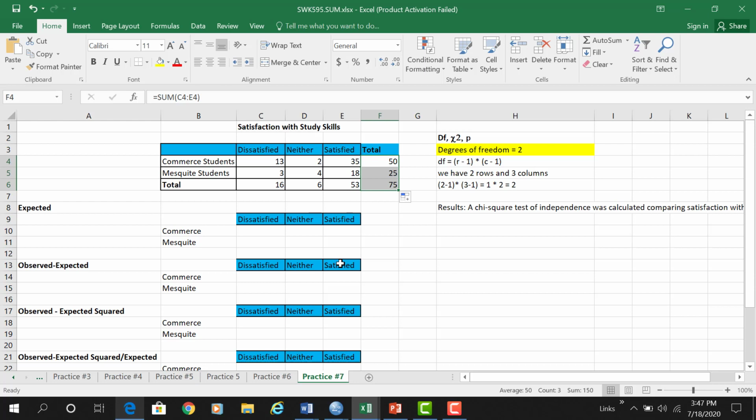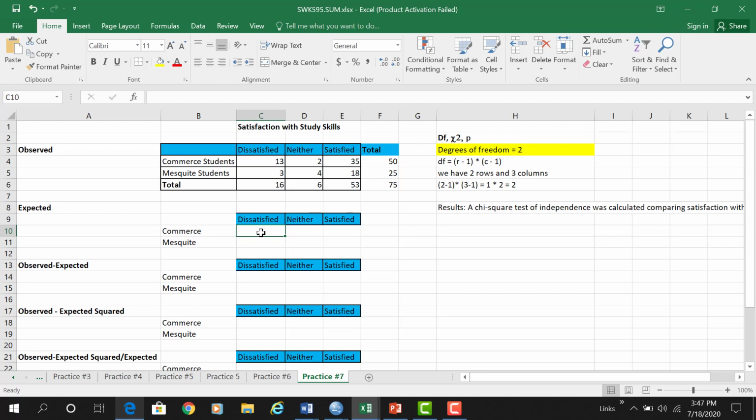Next, we have to calculate the expected values. Before we get into that, before I forget, these values that we already have, that we were given, those are our observed values. So I'm just gonna put observed here. From the data set that you're gonna get for your homework, those are gonna be your observed values, all right?